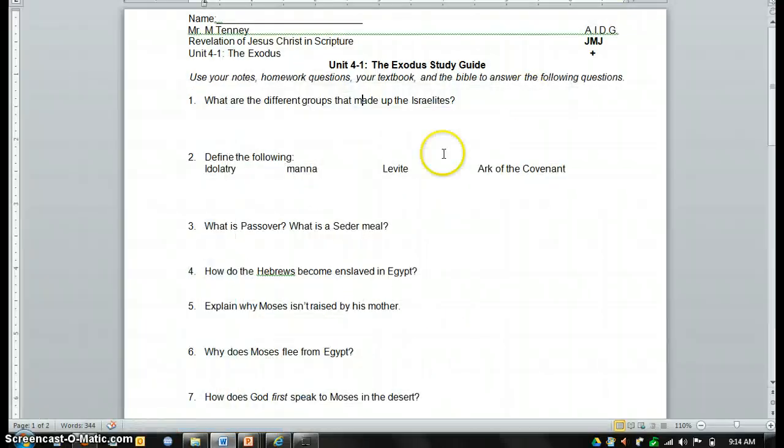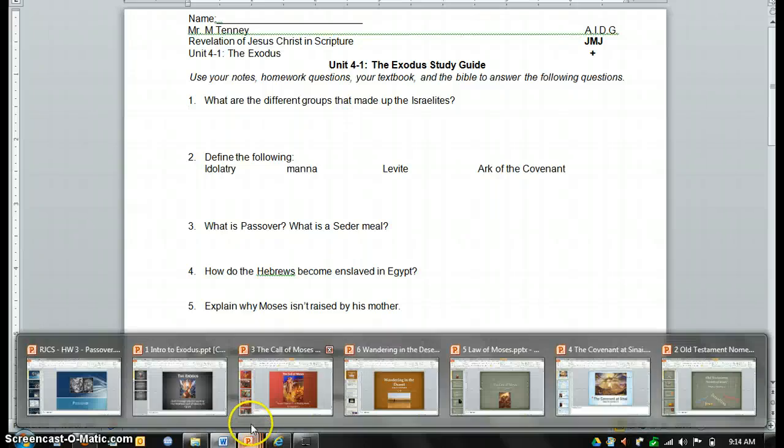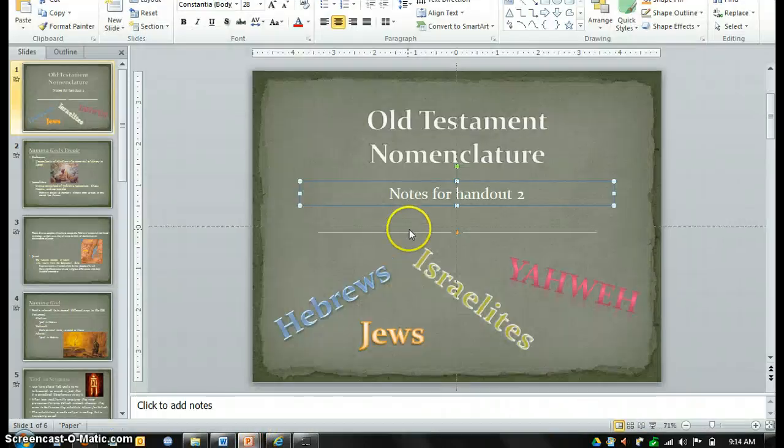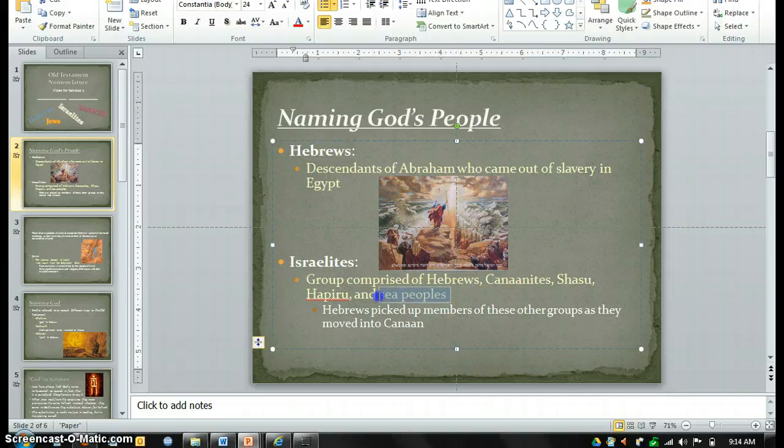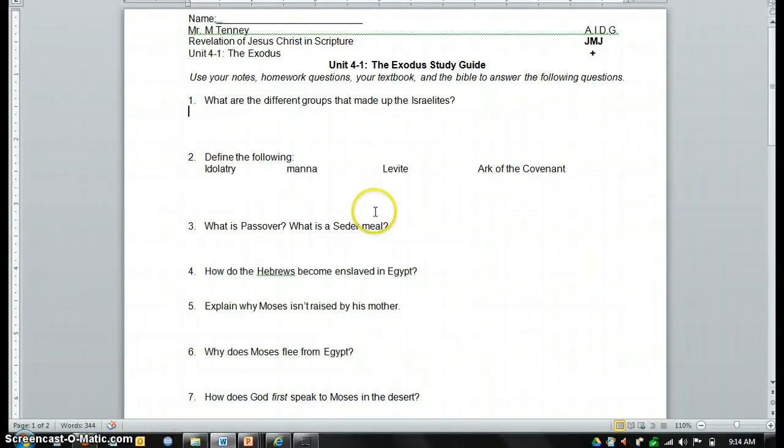Alright, but let's get started. What are the different groups that make up the Israelites? If you look in, this is number 2, Old Testament nomenclature, it talks about the different groups. So the Israelites is a group that's comprised of the original Hebrews, but then other people who lived in the land of Canaan, like the Canaanites, the Shashu. This group, the Hapiru, which we think might be the same as the Hebrews that the Egyptians talk about, and other sea peoples. Groups that would not be a part of them would be some of like the big empires, like the Egyptians would not be part of the Israelites, the Babylonians would not be part of the Israelites. These were the small tribes that kind of got brought into their culture and cultural understanding.